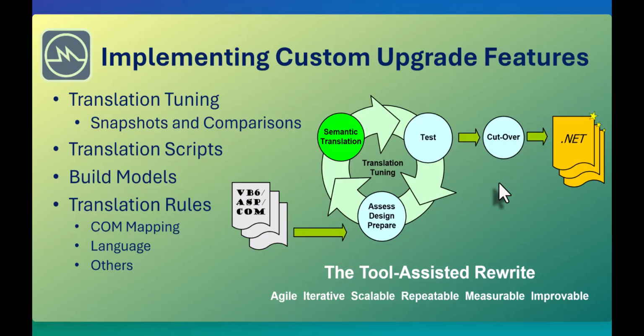So to recap, we implemented a number of translation tuning options. We used snapshots to help us compare and validate the impact of adding different rules. We learned a little bit about translation scripts and the different build models. And we learned a little bit about custom translation rules to map COM APIs to .NET replacements, deal with language issues, and other features. This is, of course, just the tip of the iceberg.